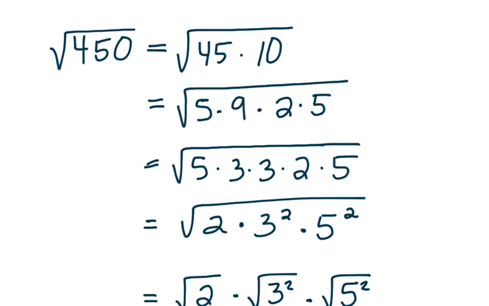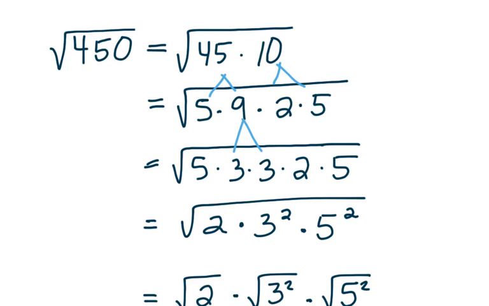So the first thing I notice is that, well, first of all, keep everything inside the square root until we're done, okay? But inside the square root, I noticed I could do 45 times 10. And then I was thinking, well, 45, that could be 5 times 9, and 10 could be 2 times 5. And then I noticed that 9 would be 3 times 3.